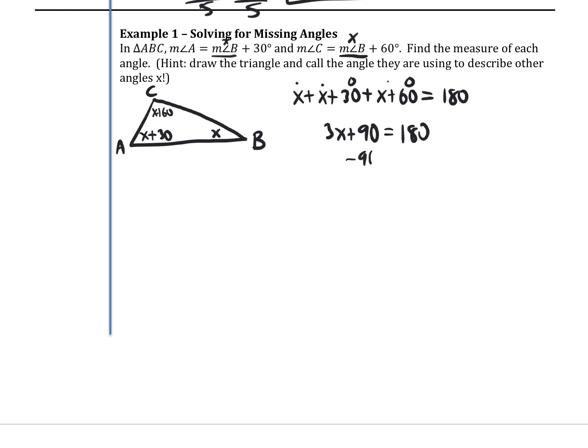Subtract 90. We get 3x equals 90. Divide by 3. We get x equals what, 30? So measure of angle B is 30.